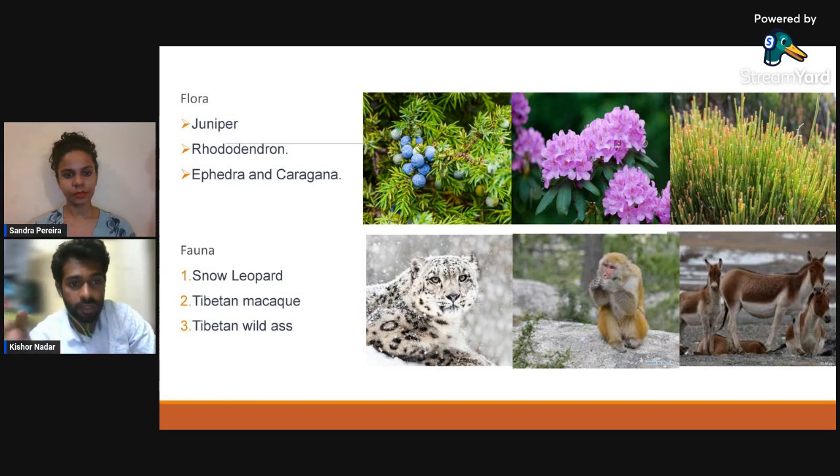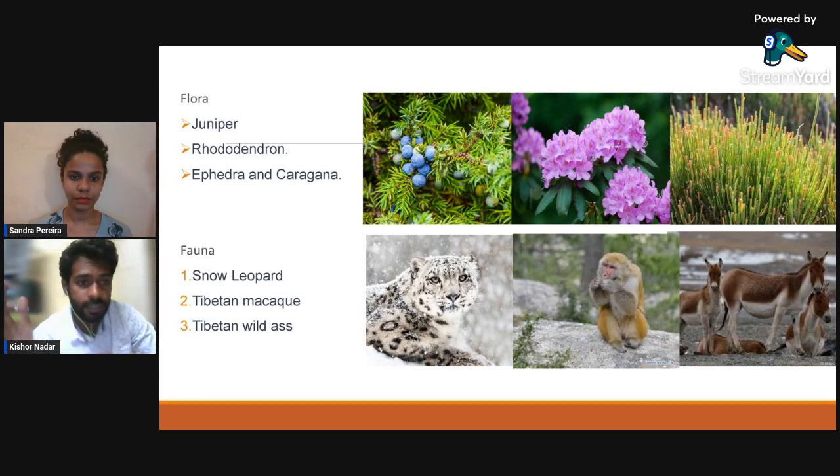The flora and the fauna. Coming to the fauna, I just put some pictures of the living organisms. The snow leopard is the apex predator living in those areas. It's very rare to spot a snow leopard there. And the Tibetan macaque, the normal monkeys don't live there. They have so many adaptations.